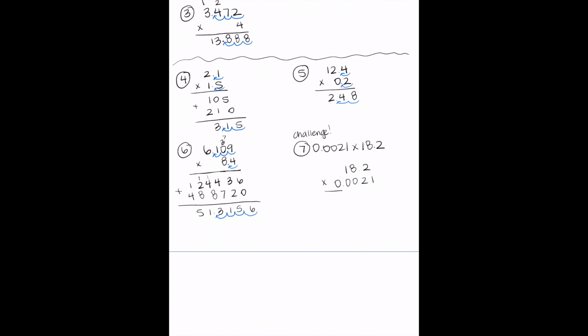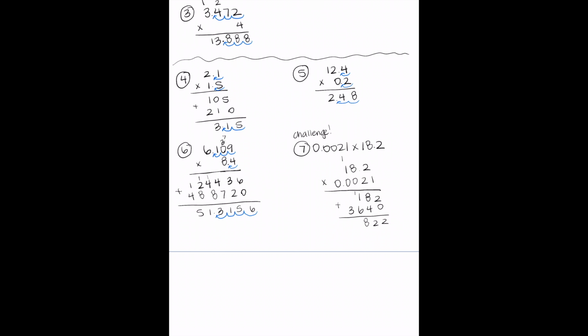And again, multiply like normal. 2 times 1 is 2, 8 times 1 is 8, and 1 times 1 is 1. We'll move on to our second row. We'll put in our 0 first. 2 times 2 is 4, 8 times 2 is 16, carry the 1, 2 times 1 is 2, plus 1 is 3. We will add straight down. We'll get 2, 12, we'll carry the 1, we'll get 8, and 3.